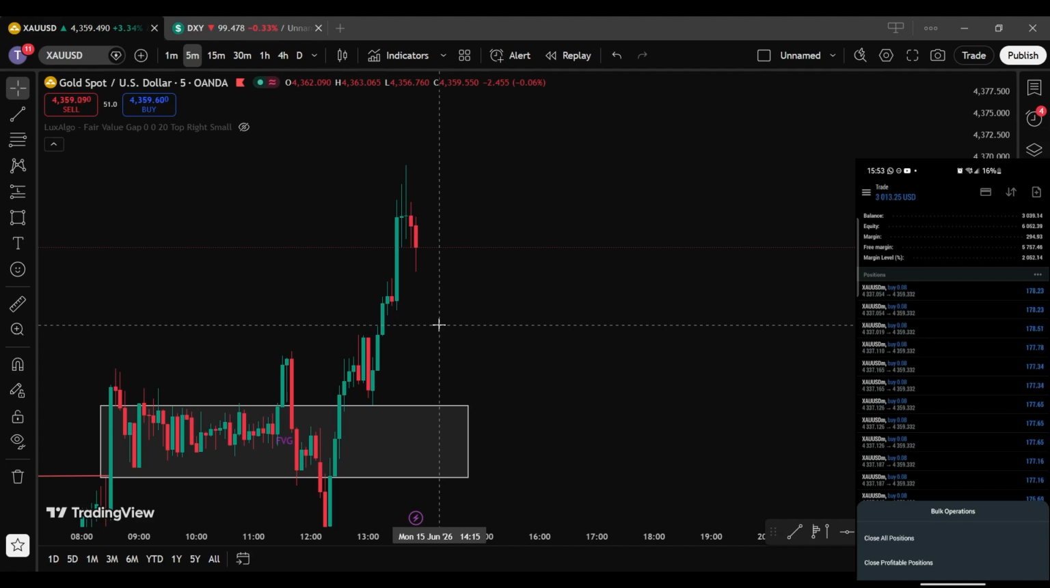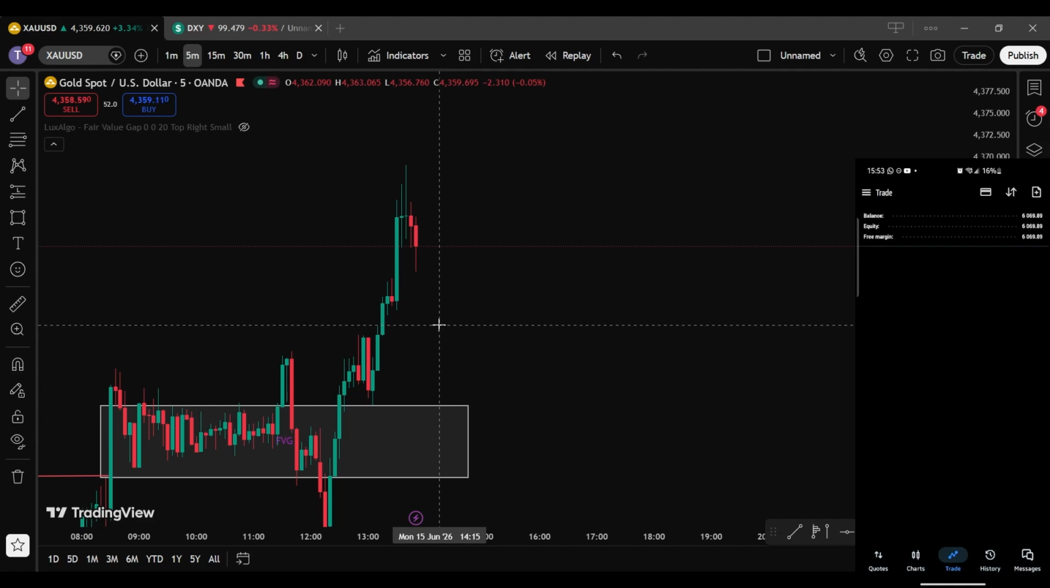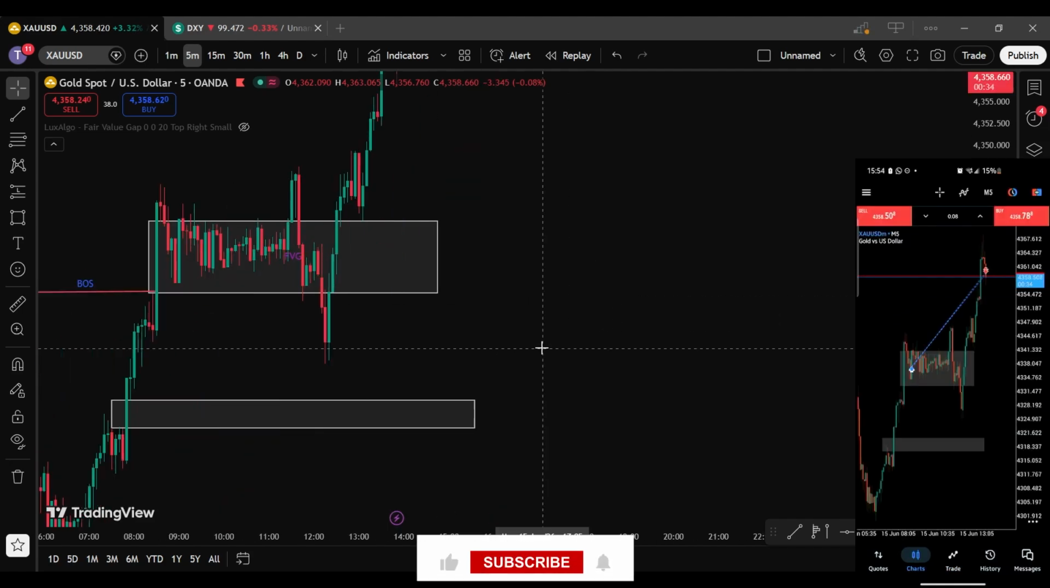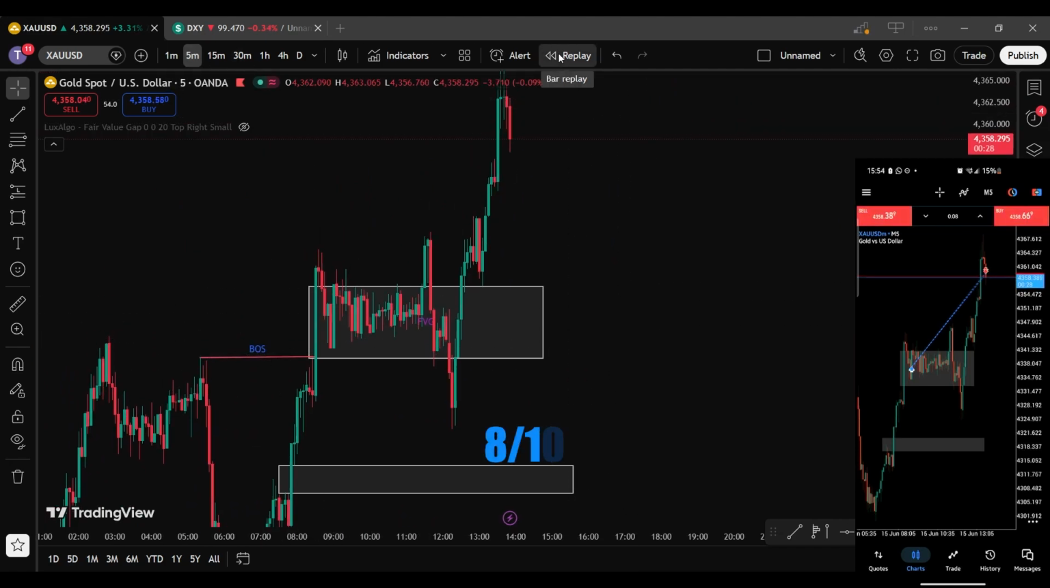So this was for fair value gaps. I think it is a very profitable strategy if you accompany it with other strategies. You need to look at the break of structure, you need to look at order blocks, but it's a good strategy, and I give fair value gaps an 8 out of 10, which is a strategy that I usually use.